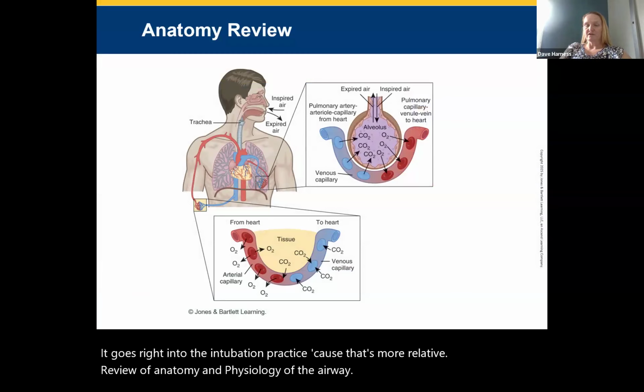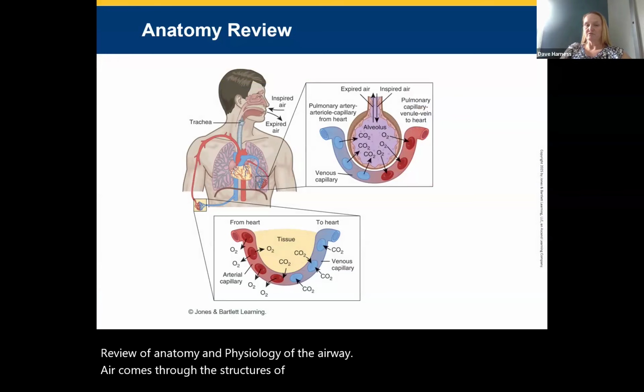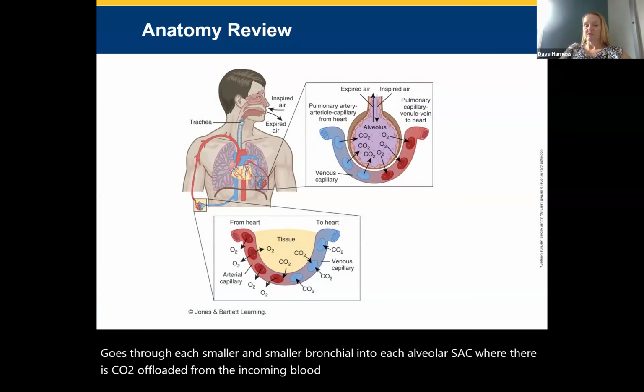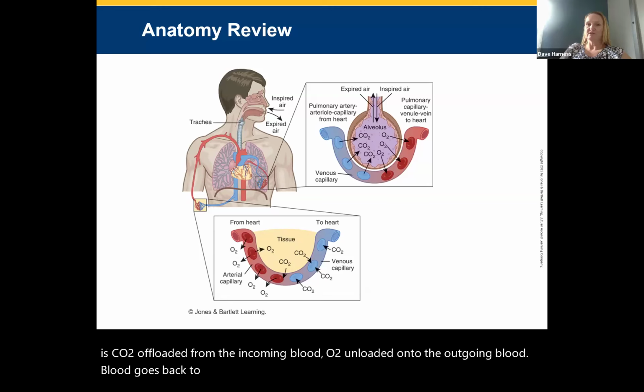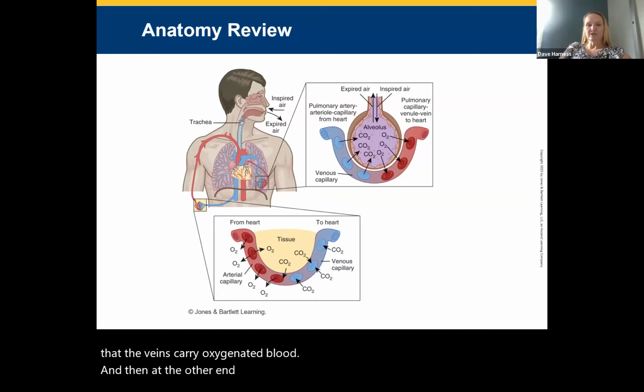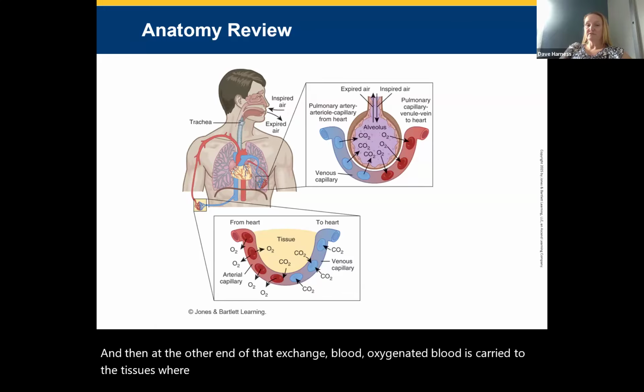Air comes through the structures of the upper airway, goes through each smaller and smaller bronchiole into each alveolar sac, where there is CO2 offloaded from the incoming blood, O2 onloaded onto the outgoing blood. Blood goes back to the heart. This is the only place in the heart that the pulmonary veins carry oxygenated blood. And then at the other end of that exchange, oxygenated blood is carried to the tissues where O2 is offloaded, CO2 is onloaded, and then carried back to the heart.